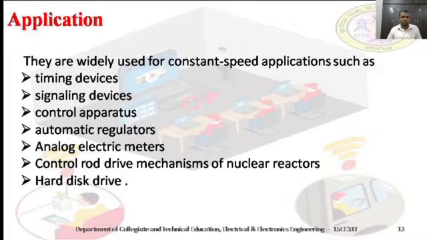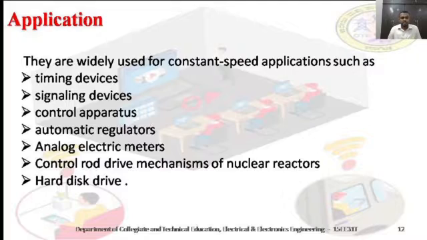The signaling devices, for sending any signals, the motor used is the reluctance motor, and also in control apparatus for controlling positions and speed. Then automatic regulation: the regulation of speed will be completely balanced using automatic regulation. If you have to maintain the speed at 1000 RPM, then the automatic regulation will monitor it so that it will run at 1000 RPM only.